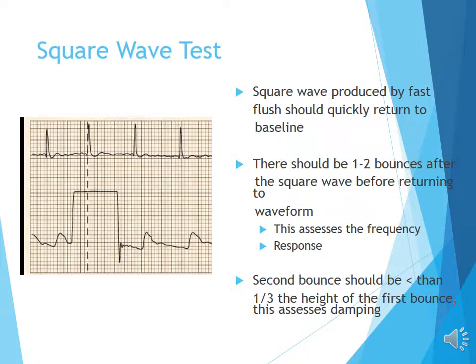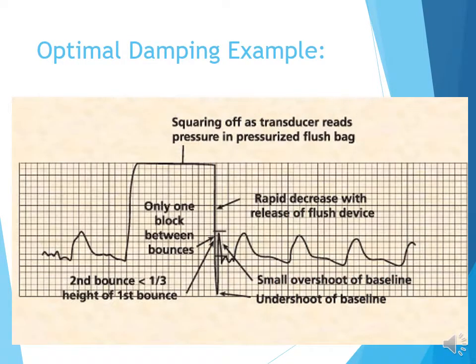The second bounce, so you should have 2 bounces, the second bounce should be less than 1/3 of the height of the first bounce. If it is higher than that, then you do not have optimal dampening. This is a visual of what optimal dampening looks like. So this is a good square wave test. So you should have only 1 block between the bounces. Your second bounce should be less than 1/3 the height of the first bounce. You should have a rapid decrease with the release of the flush device, a small overshoot of baseline, a small undershoot. So basically 2 bounces that look pretty close to this waveform, what you're seeing here. And I'll show you what under and over dampening looks like, and you'll be able to see a lot easier what it looks like when it is off.